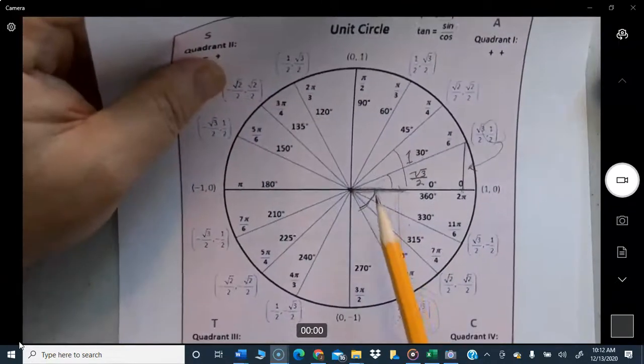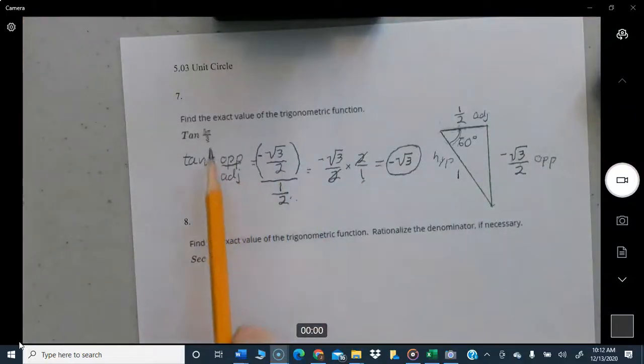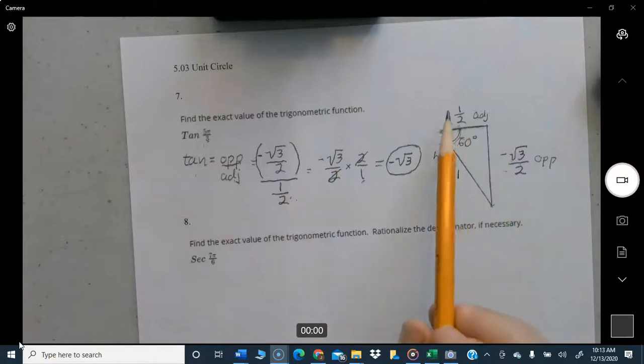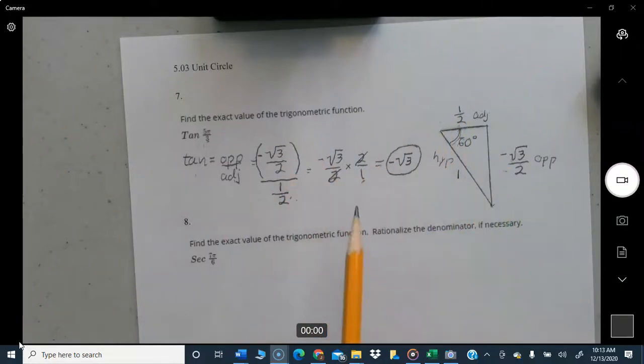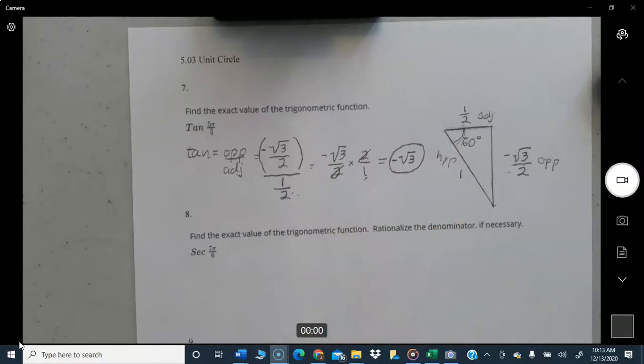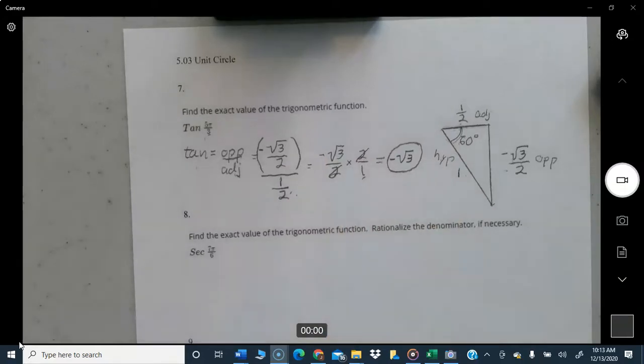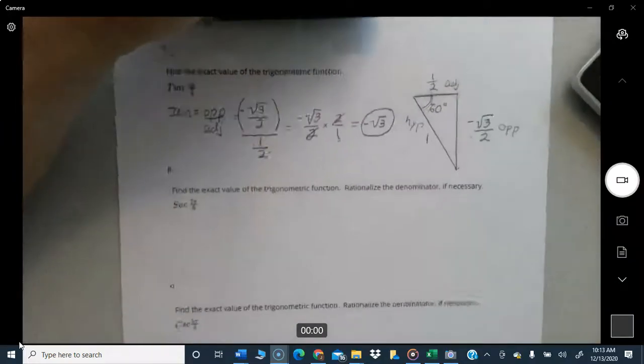Unit means 1. Circle. And then you identify what they're looking for. Tangent, opposite over adjacent. So you take the opposite, you put it over the adjacent, and then you just do the fraction math on it and you come up with your final answer, okay? So practice that until you can do it without looking at my answer. That's the only way you'll really know whether you know this. Okay, let's go on and do this one, secant.